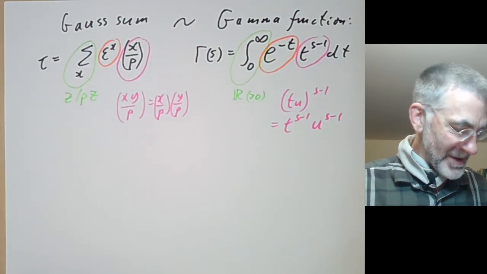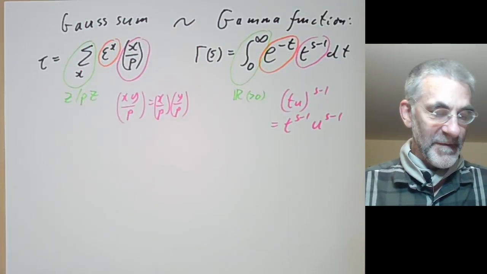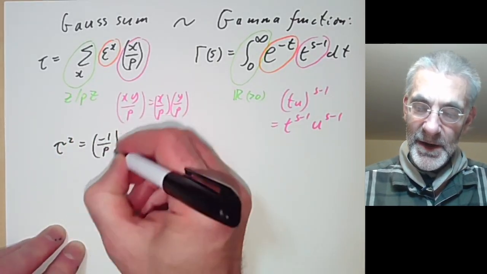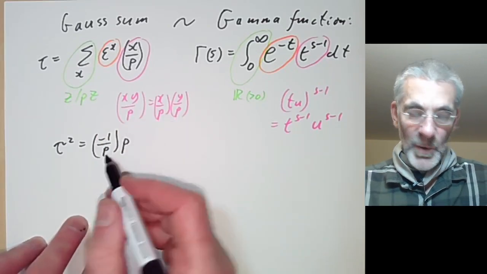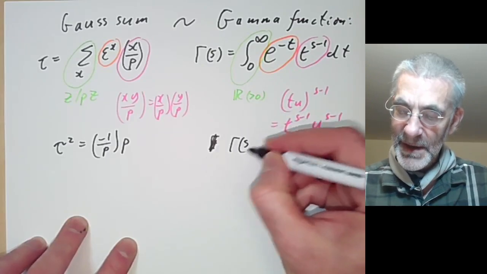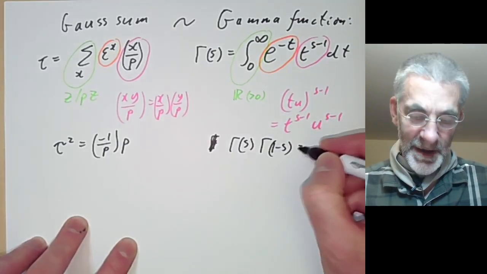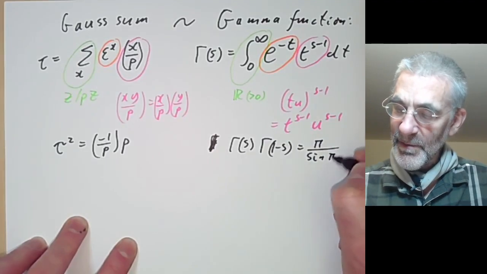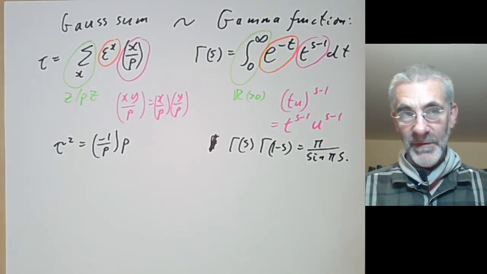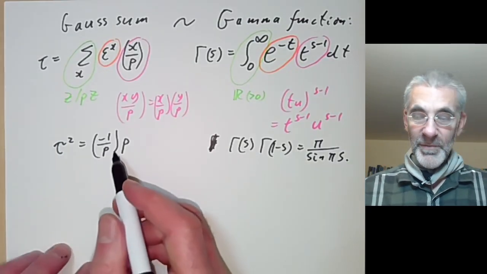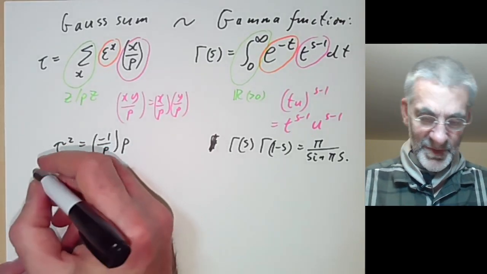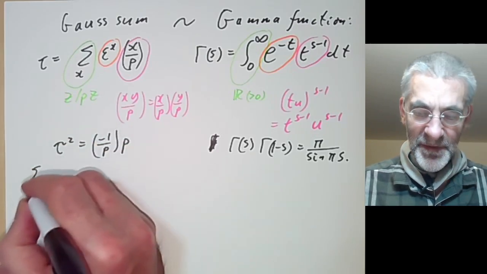And the similarity extends to identities they satisfy. We've proved tau squared is equal to (-1/p) times p, for example. What's the analogue for the gamma function? Well, it's the reflection formula for the gamma function, which says gamma of s times gamma of 1 minus s is equal to pi over sine pi s. And again, at first sight, these two formulas don't seem to have an awful lot in common. But if you look at the proofs, they're not almost identical, but they have a fair amount in common.